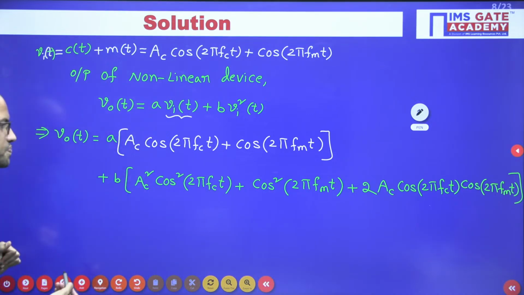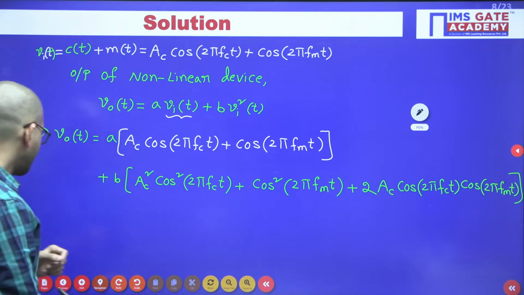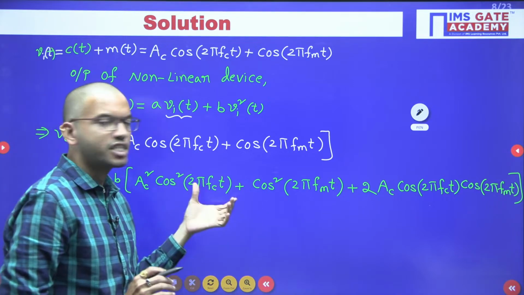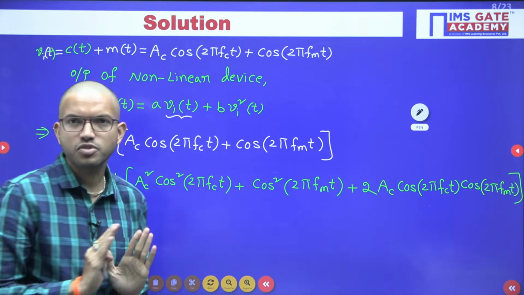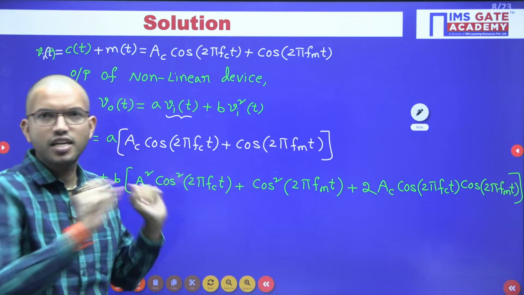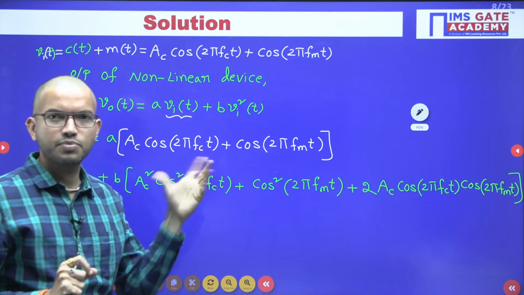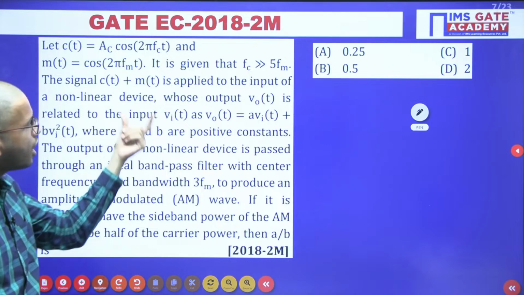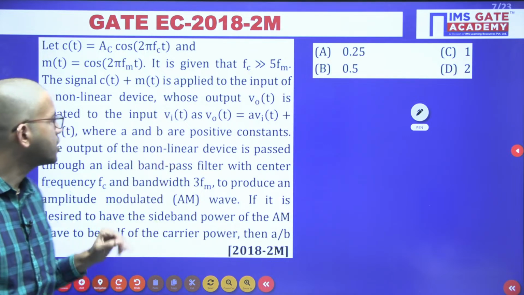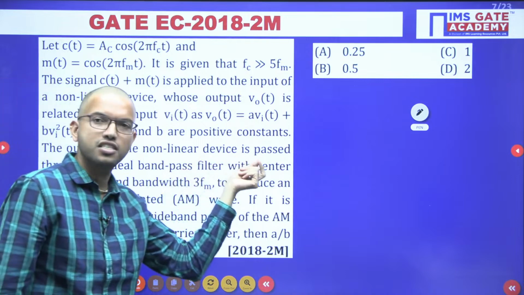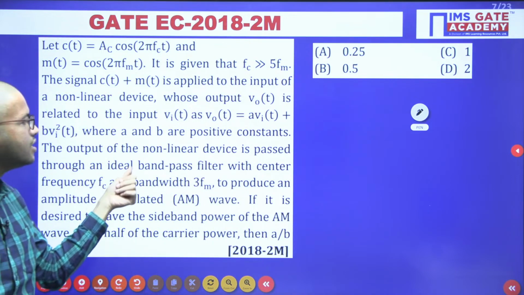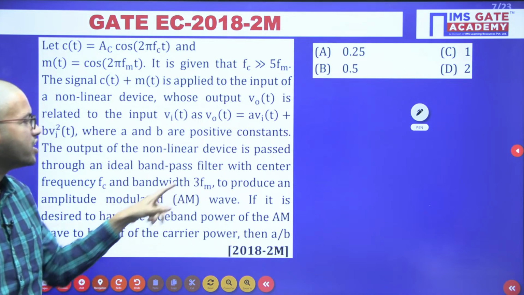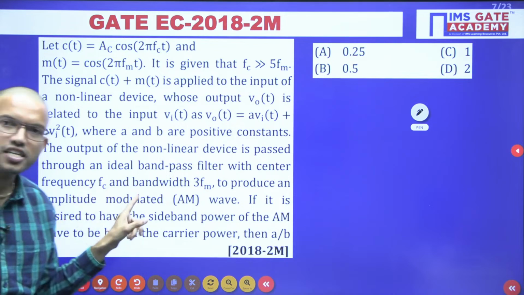Just observe, up to here we got the equation like this. We can do further expansion, but that expansion we will do for the selective terms only. Instead of writing this entire equation elaborately, we'll focus term by term only. Just observe here, whatever the output of this nonlinear device you got, they have passed through an ideal band pass filter, which has a center frequency FC.